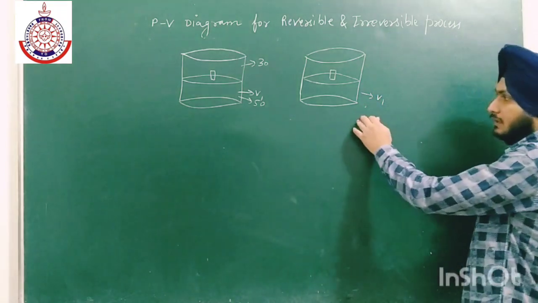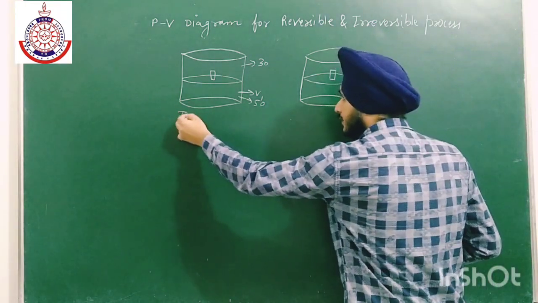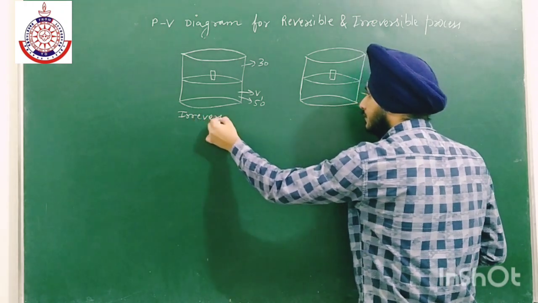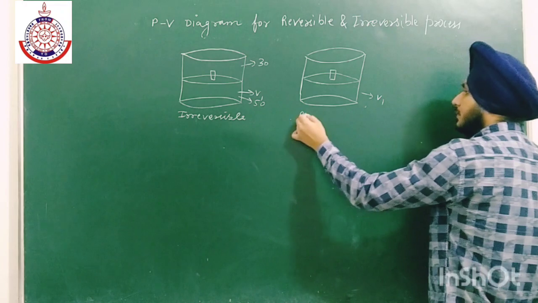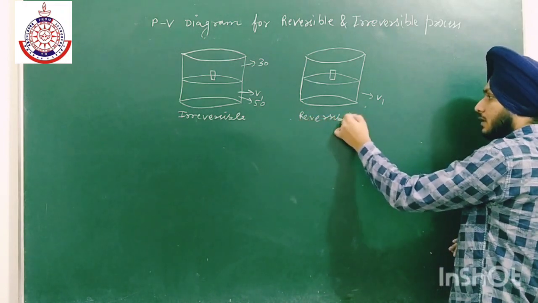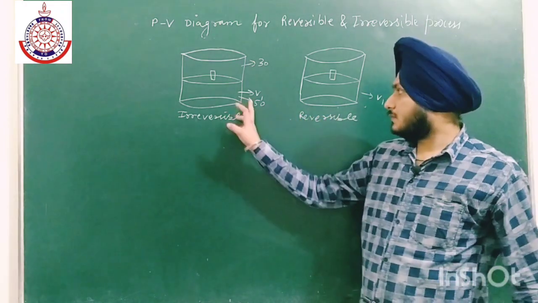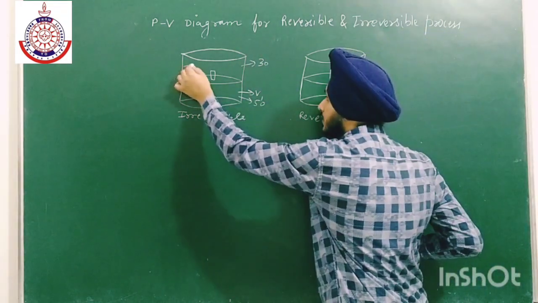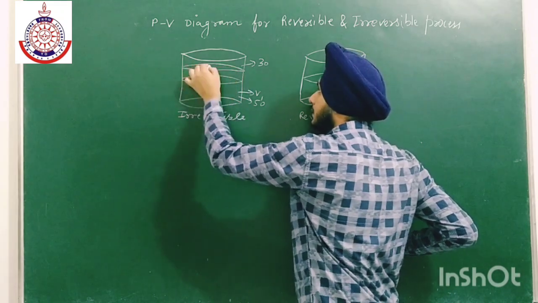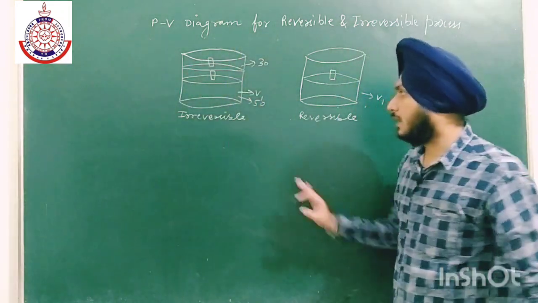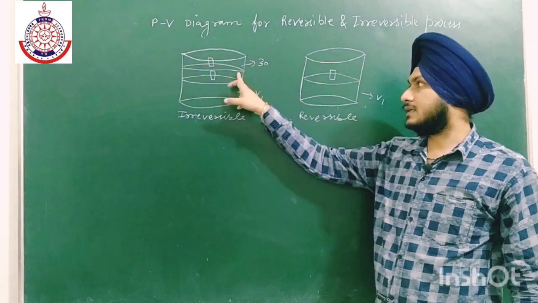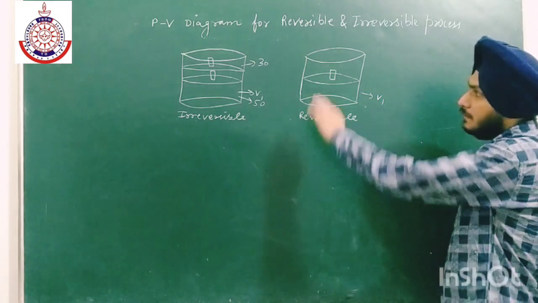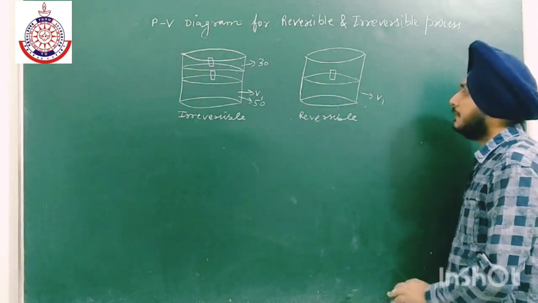This is the case of the irreversible process, and here we have the reversible process. Now the pressure difference is quite high, that is why the gas will expand up to this point, and the internal pressure will become 30 at this point. So that is why the piston will stop. But the external pressure will remain the same.